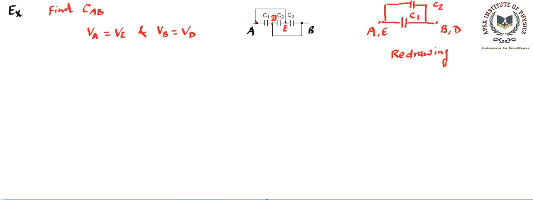Now let's go for the capacitance C3, which is between E and B. So we need to search. E is this, B is this, so between E and B there has to be another capacitor that's called C3.